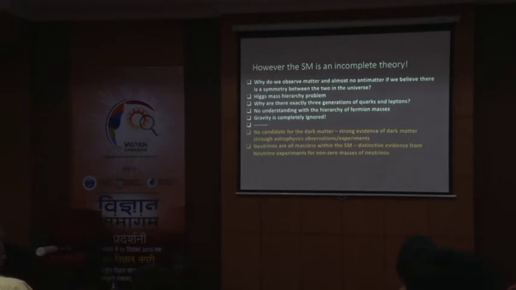Then you might ask the question, why only 3 generations of quarks and leptons? If you go back to the 1950s, it was less than 3, and people could survive and go on. And the Standard Model states nothing about the hierarchy of the fermion masses. For example, if I take the electron mass to be the ant mass, then the top quark mass is the elephant mass. And there is no explanation for that.